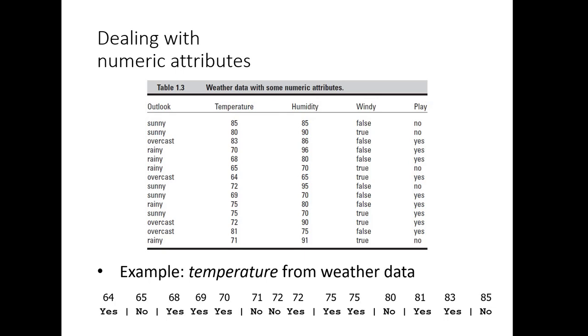So what is the error rate here for this rule? What is the error rate? How many instances? 1, 2, 3, 4, 5, 6, 7. Out of 7, we have 1 error. So this is 1.